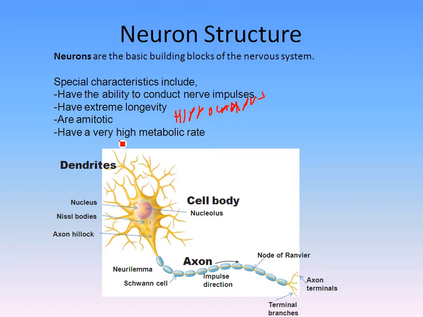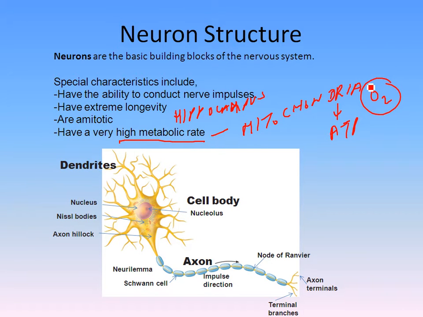They have a very high metabolic rate and therefore must have a rich supply of mitochondria. Now remember, mitochondria generate ATP, but only in the presence of oxygen. So these nerve cells need to have a rich supply. They cannot survive without O2. The neurons have two main body parts: the cell body, as well as the processes, the dendrites and the axon.